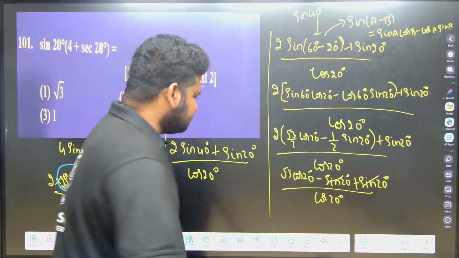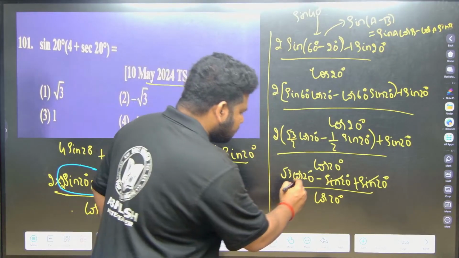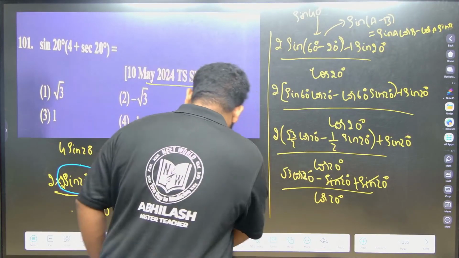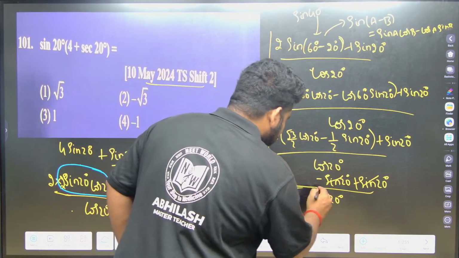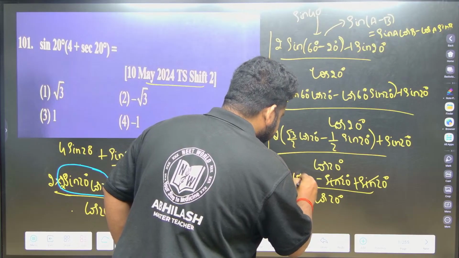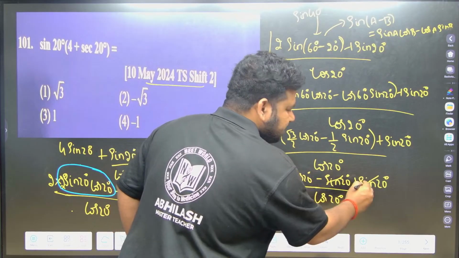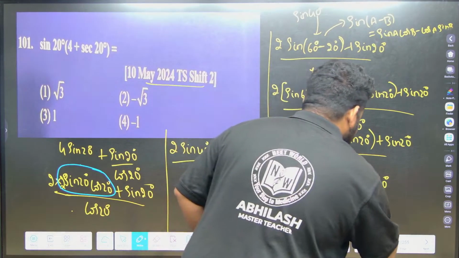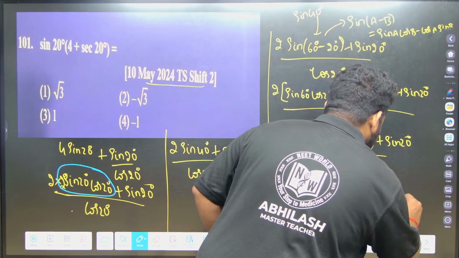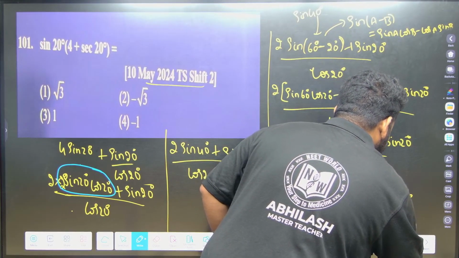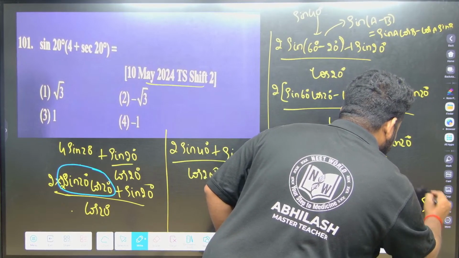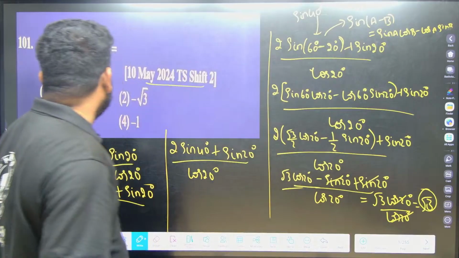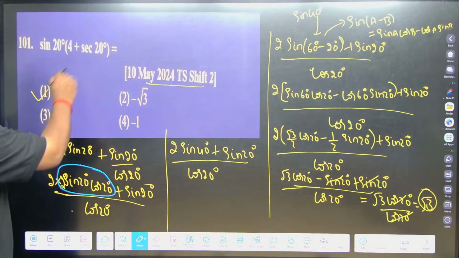Observe carefully. So see here, root 3 cos 20 degree minus sin 20 plus sin 20 cancel, what am I left with? Root 3 cos 20 degree divided by cos 20 degree. Cos 20 degree cancels, I will have root 3. So that is the final answer. Root 3 is in which option? Plus root 3, that is in the first option.